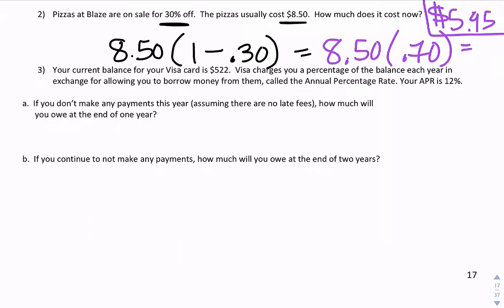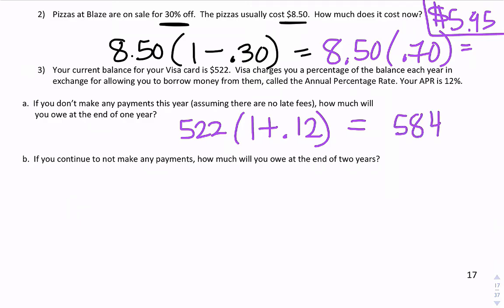If you don't make any payments this year, assuming there's no late fees, how much will you owe at the end of 1 year? So here we're going to owe not only the $522, we're going to owe the interest off it. So we're owing more than that. So we're going to owe 100% of the $522 plus the extra 12%. So if we calculate that, the amount that we have to pay back with the interest is $584.64. So again, you're borrowing the money plus the interest, this is how much you would actually have to pay.